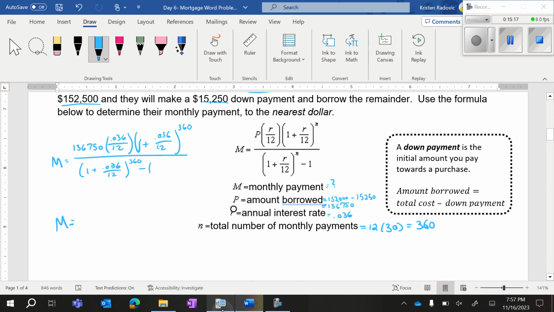Anyway, I hope this made sense. This question was worth 2 points on the Regents. You got 1 point for finding the variables that you had to plug in, and the other point was plugging it in properly.